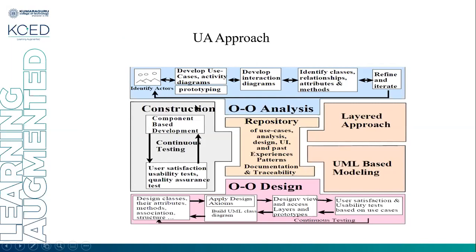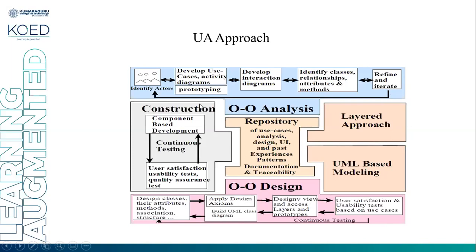The analysis phase contains identifying the actors, developing the use cases, activity diagrams, and prototyping. Develop the interaction diagram, identify the classes, relationships, attributes, and methods, and refine and iterate. The object-oriented design phase involves designing the classes, their attributes, methods, associations, and structure. It applies the design axioms and builds the UML class diagram. Design the view and access layers and prototypes. User satisfaction and usability tests are based on the use cases. This is a continuous testing process.